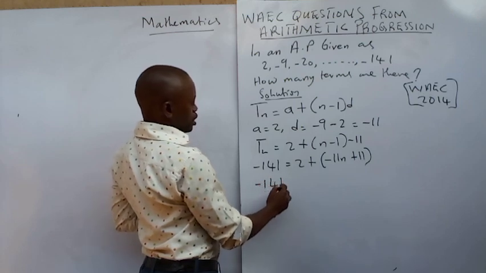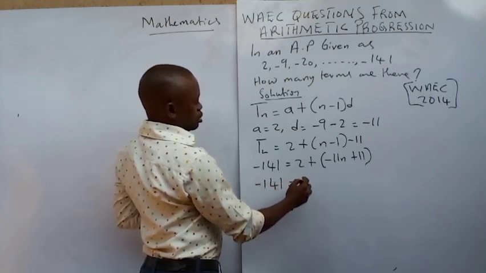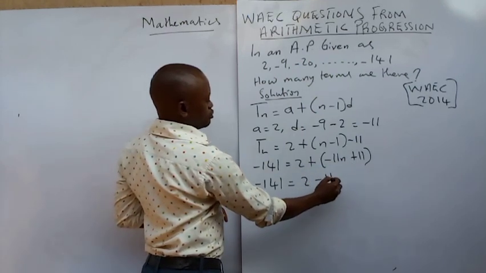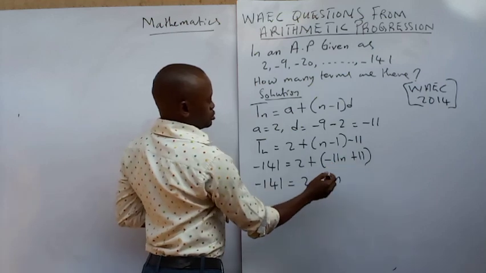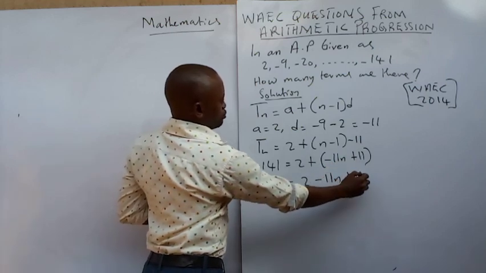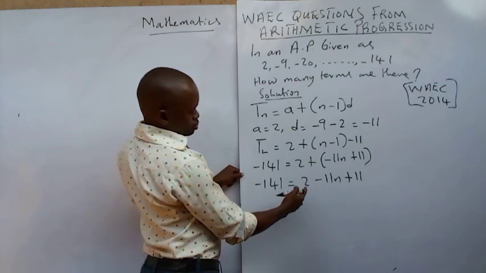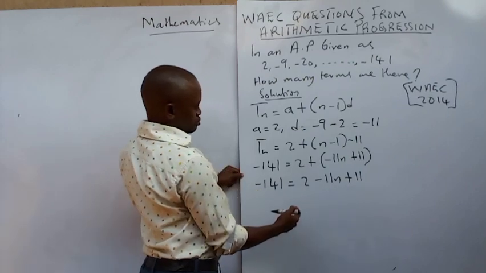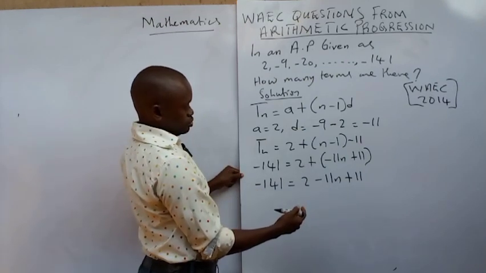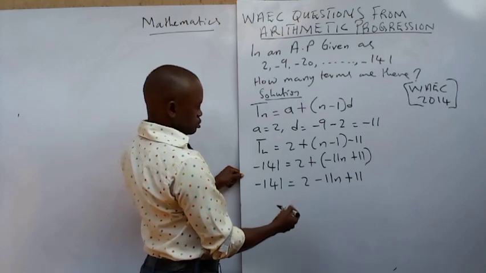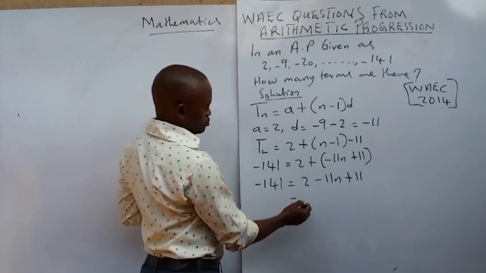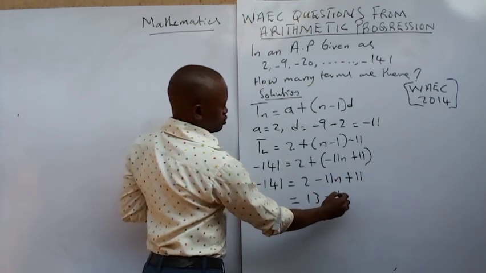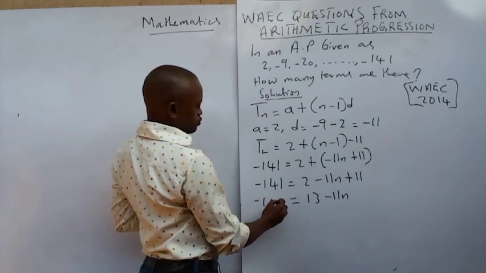So this is minus 141 equals 2, then this bracket will open, and you will have minus 11n and plus 11. If you check here, you see that this is positive and this is positive. Both will give 13. Let me do it in a way you will understand what I'm saying. This is 2 plus 11, that will give us 13, then minus 11n. Then this is minus 141.